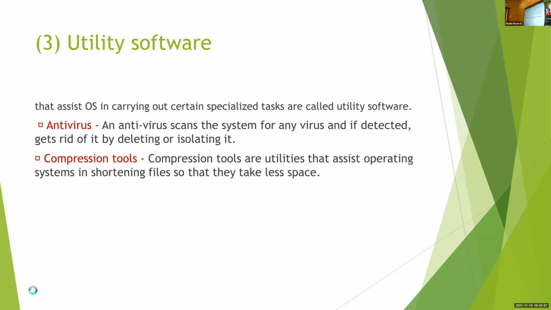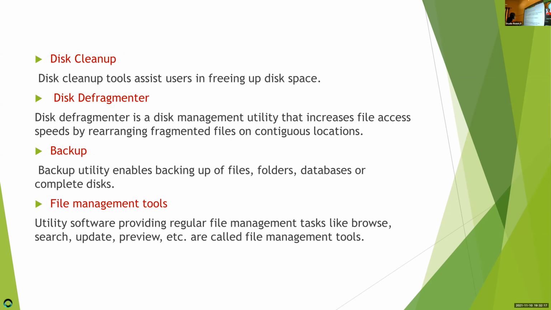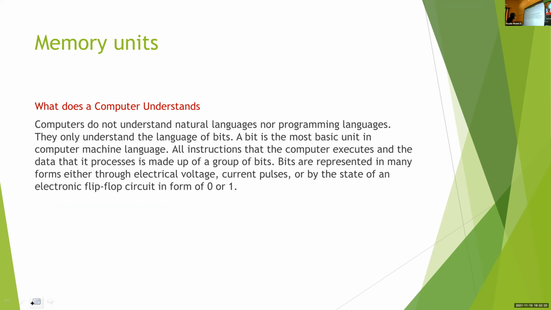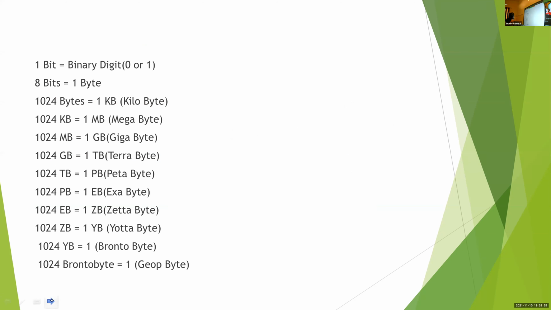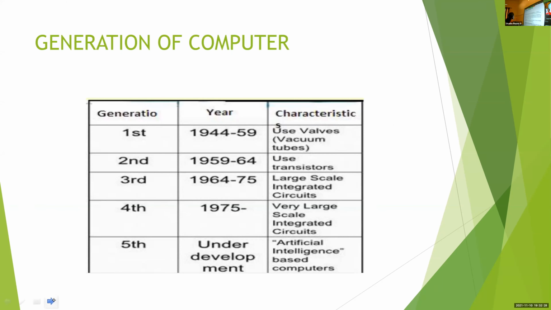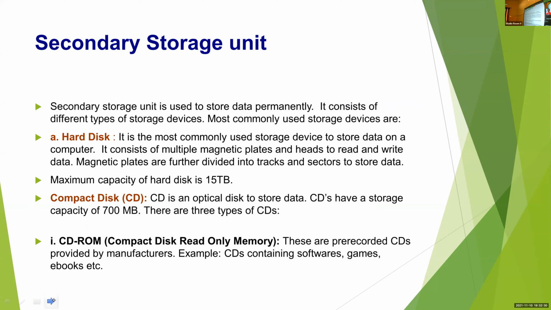So we can just revise some more. Some were absent in the previous class, so we can just revise the topics. So we are discussing different types of software. There are mainly 3 types of software: application software, system software, and utility software. And the last topic we discussed is the secondary storage unit. Those who were absent in that previous class, you can write the notes based on the secondary storage.